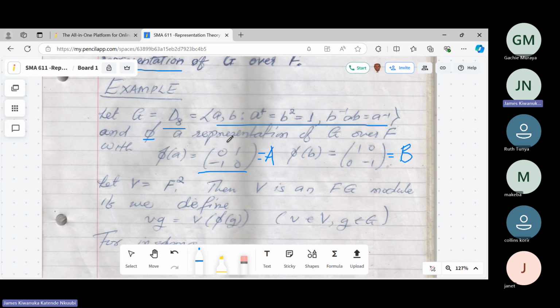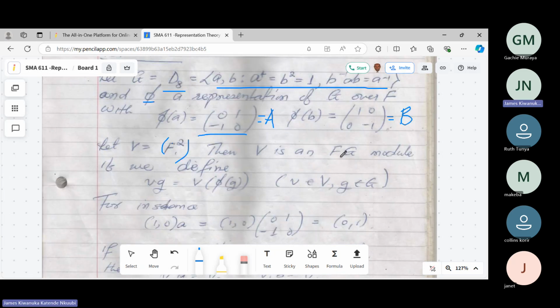So this is from the general linear group of 2 by 2 matrices. So we can pick our vector space to be the Euclidean 2 space, or F^2, where F is either the field of real numbers or the complex numbers. Any of them will work. Then V, we know this will be an FG module from what we had defined earlier, with the multiplication defined as this, where (v, g) is sent to v multiplied by the image of g under the representation.